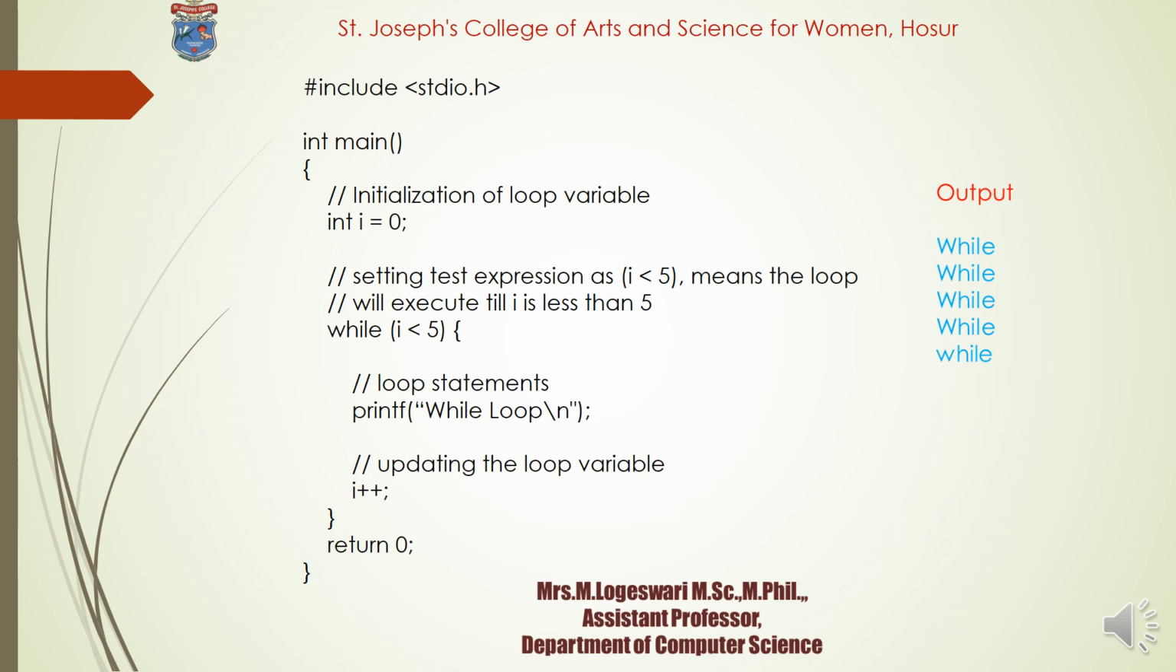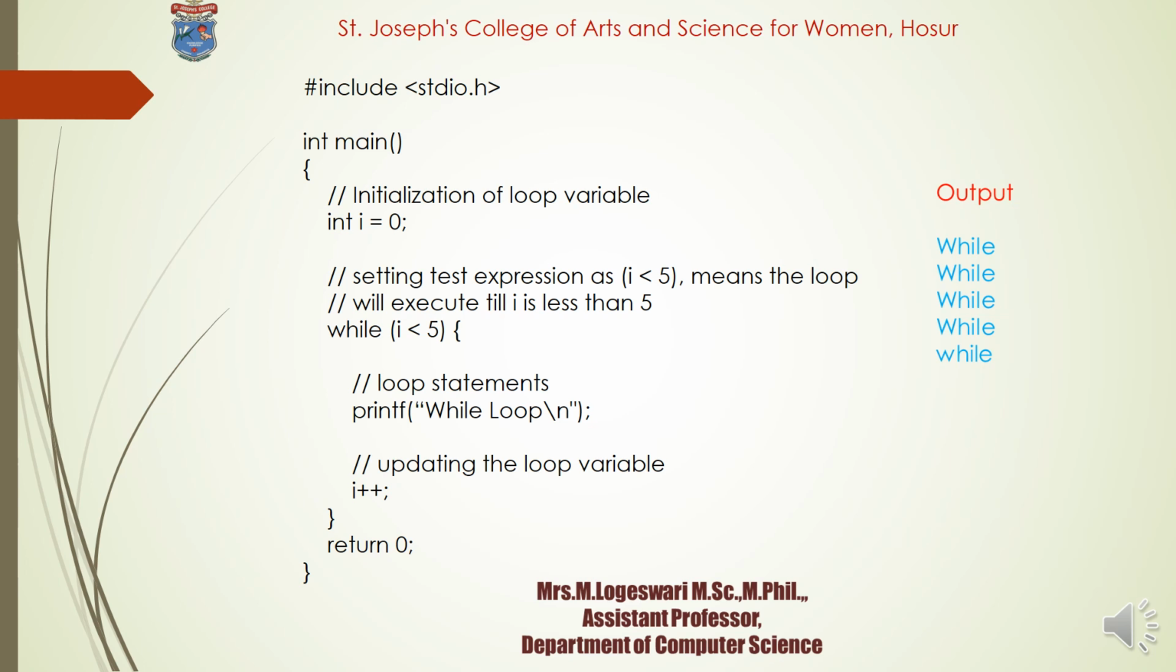The printf is here, so print the while loop. After that I plus plus, that is the iteration statement. What is the meaning? I equal to I plus 1. Already I have this 0, 0 plus 1, the value is 1, so I equal to 1. After that the while loop will check again: 1 less than 5. This condition is also true, so again print the while loop.